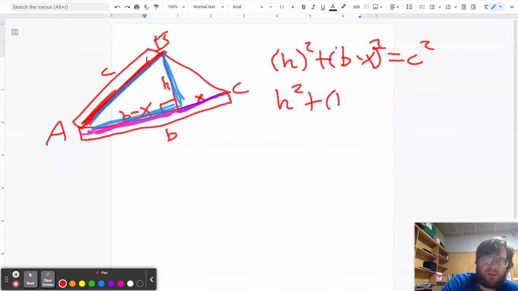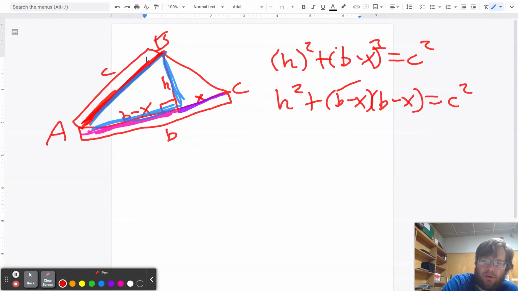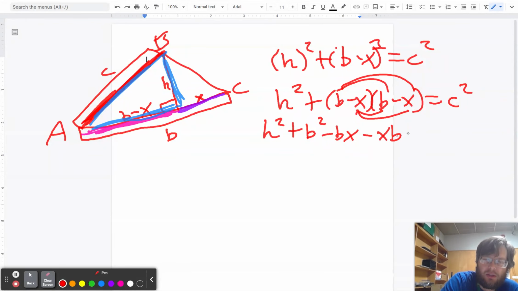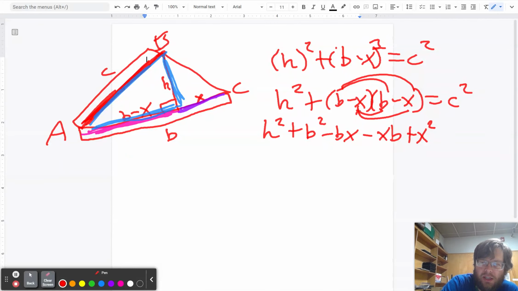Now (B minus X) squared, this is a little bit trickier, but squared means times by itself. So I just write it down twice like that. And then I'm going to distribute it. B times B, negative X times B, B times negative X, negative X times negative X. So I get B squared minus BX minus XB plus X squared. Because the two negatives on that last one, negative X times negative X, makes positive X squared.